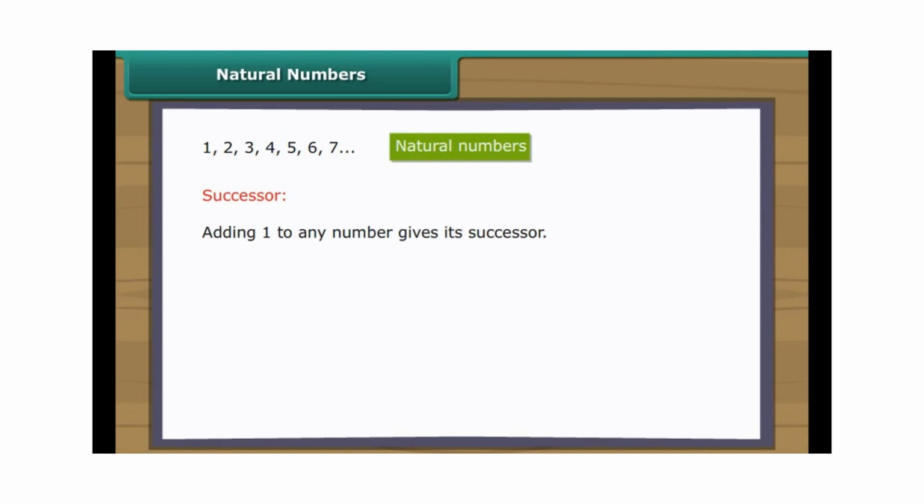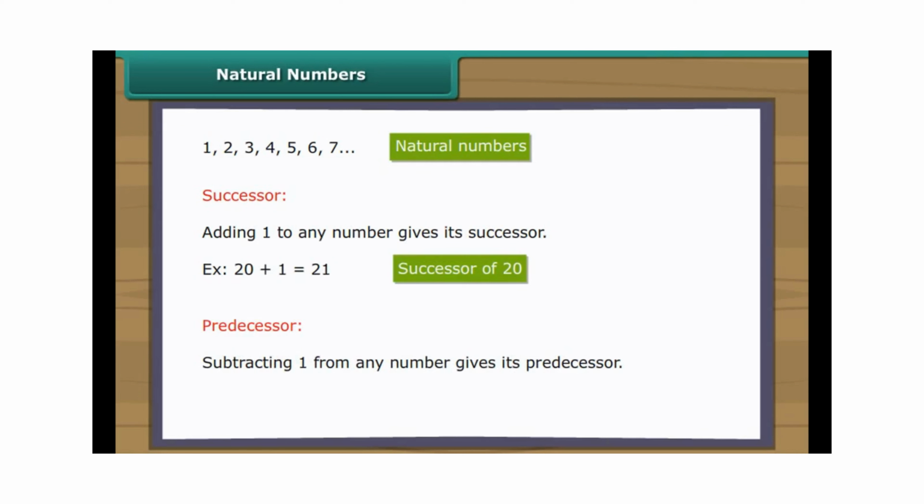Counting numbers are also known as natural numbers. Adding 1 to any number gives its successor. Example, 1 added to 20 gives 21, which is the successor of 20. Subtracting 1 from any number gives its predecessor. Example, subtracting 1 from 20 gives 19, which is the predecessor of 20. Interesting question. What is the largest natural number?